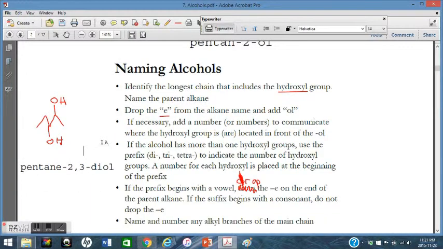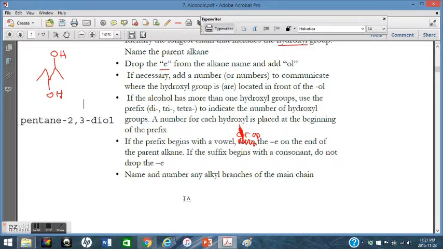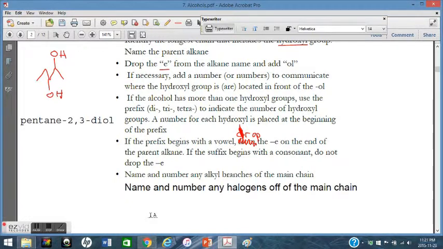Pentane-2,3-diol. Okay. We also have to make sure we name and number any alkyl branches off of the main chain. I'll get you to add one bit in here: name and number any halogens off of the main chain.